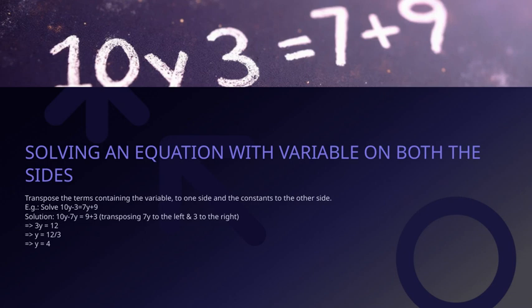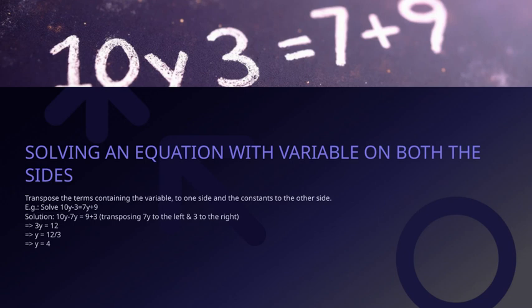To do that, I'll transpose the 7y from the right to the left, and the 3 from the left to the right. Remember, transposing means changing the sign. So, subtract 7y from both sides and add 3 to both sides. This gives us 10y minus 7y equals 9 plus 3. Simplifying, we get 3y equals 12.